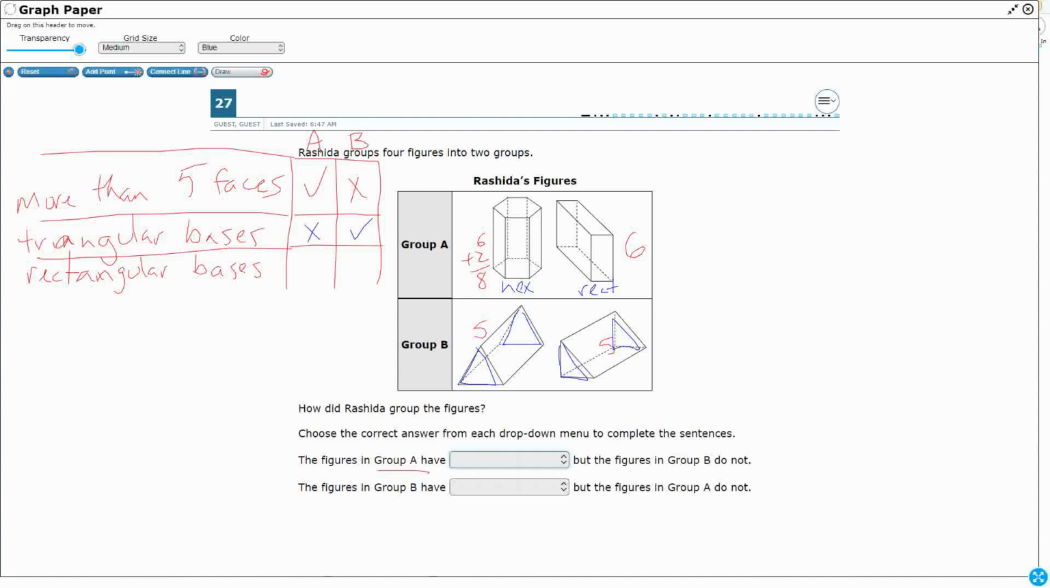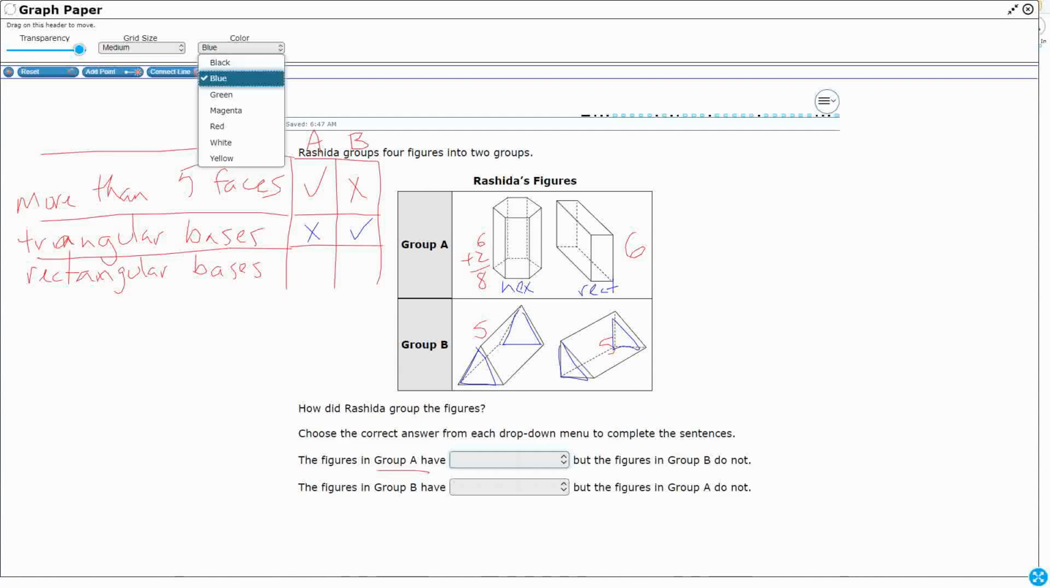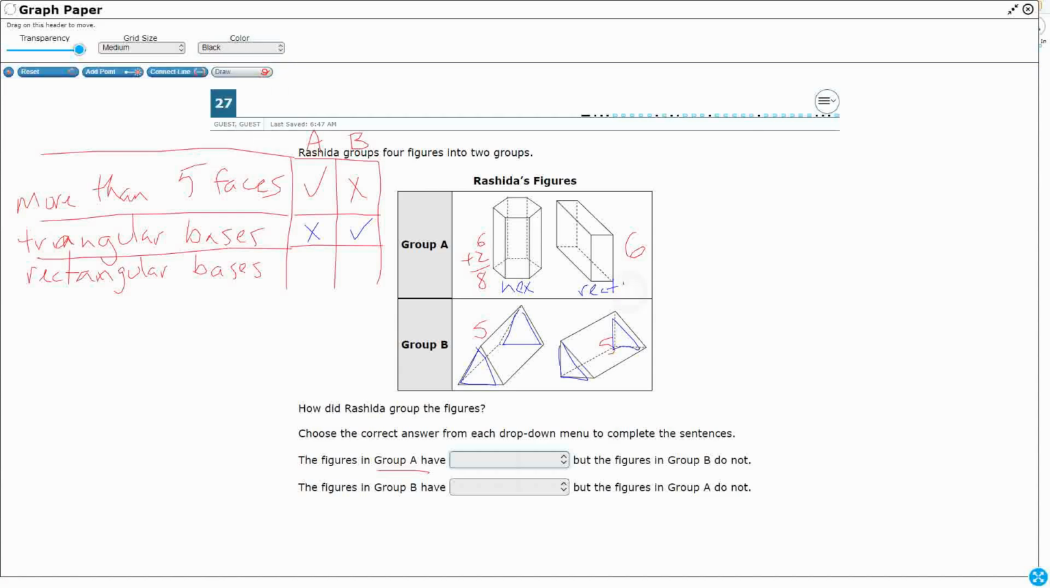And then rectangular bases. Well, interesting on this one. It's a yes and a no. I'm going to have to say a no on this one. But take a look. I've got a rectangular base here, but not here on group A. So they would both have to be yes in order for me to give the check mark there. So I'm going to have to say no on this. And then remember, our bases here are the two polygons that are connected by the rectangles. Those are both triangles, so that's a no.